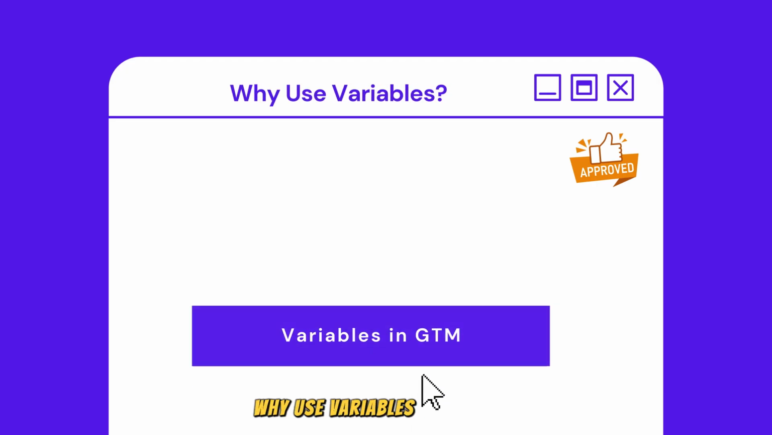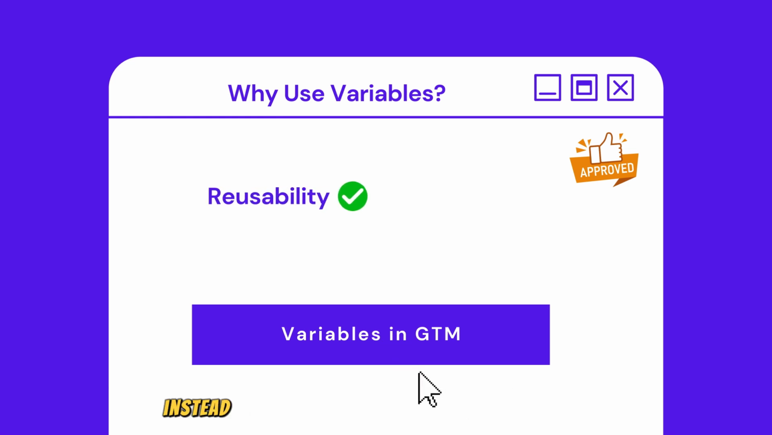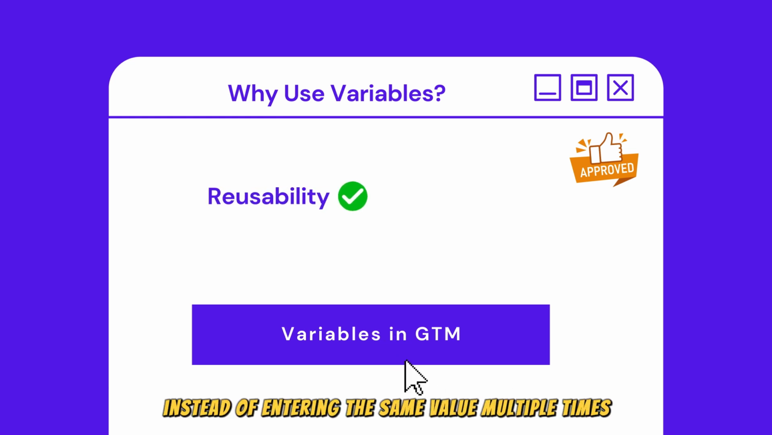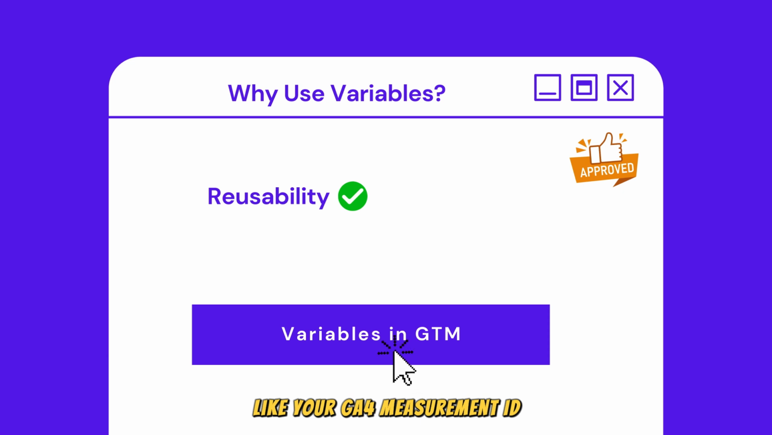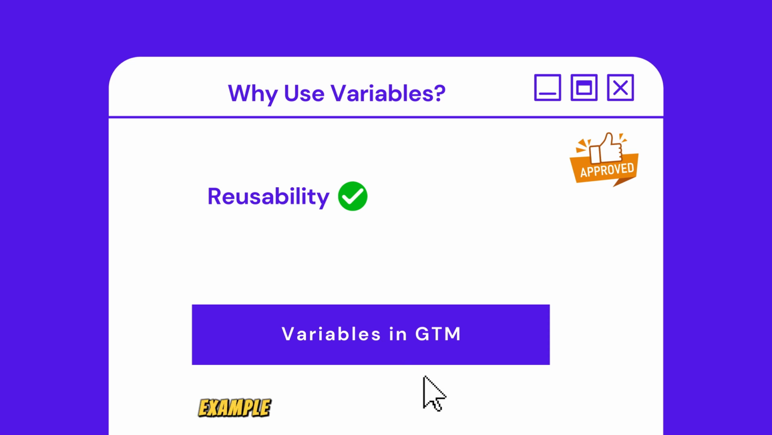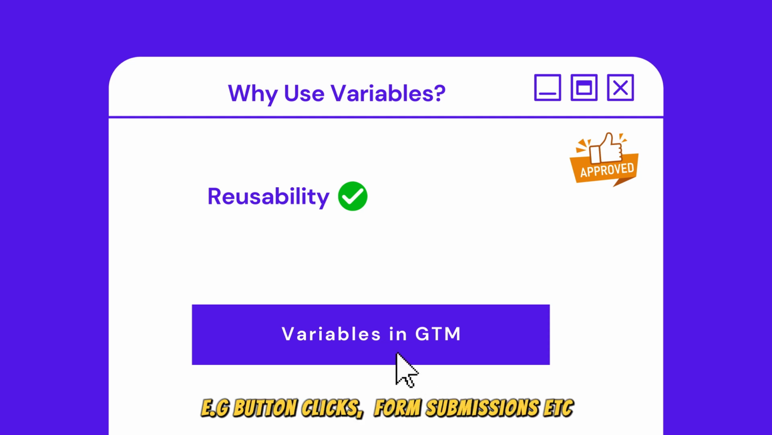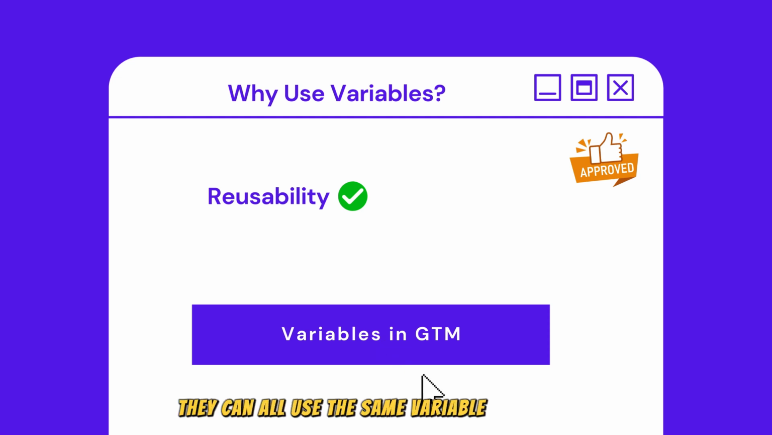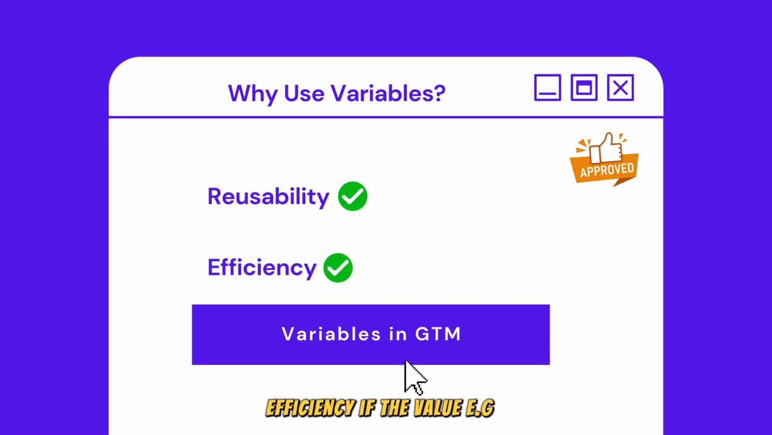Why use variables? Reusability. Instead of entering the same value multiple times, like your GA4 measurement ID, you can save it in a variable. Whenever you need that value, you can simply reference the variable. Example, if you're creating multiple tags for different types of events, e.g., button clicks, form submissions, etc., they can all use the same variable for the GA4 measurement ID. Efficiency. If the value, e.g., your GA4 measurement ID, changes in the future, you only need to update it in the variable.